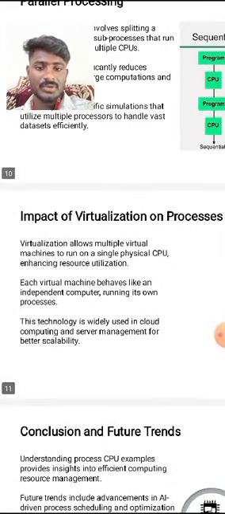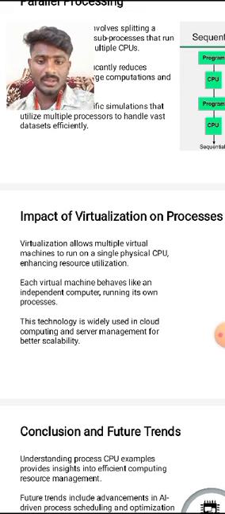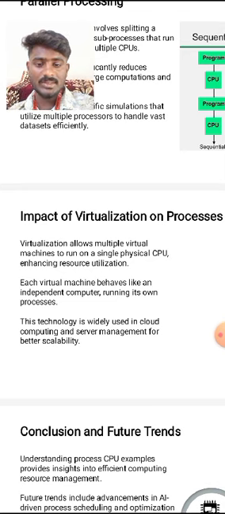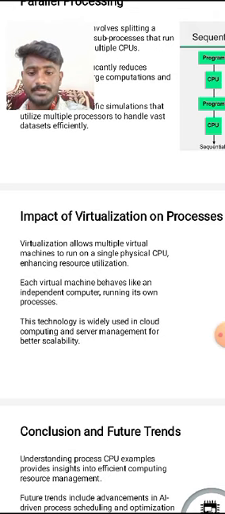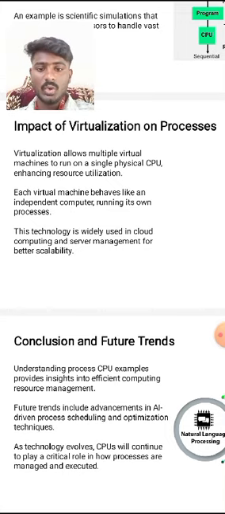Impact of virtualization on processes. Virtualization allows multiple virtual machines to run on a single physical CPU, enhancing resource utilization. Each virtual machine behaves like an independent computer running its own processes. This technology is widely used in cloud computing and server management for better scalability.